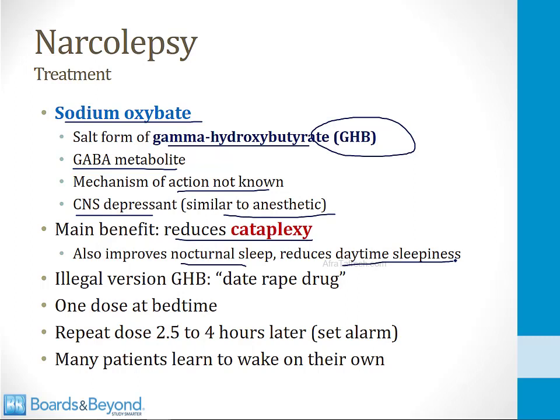Now, this drug has a checkered past because an illegal version of GHB has been used as a date rape drug. That's because it's a sedative. So this is a controlled substance just like modafinil.